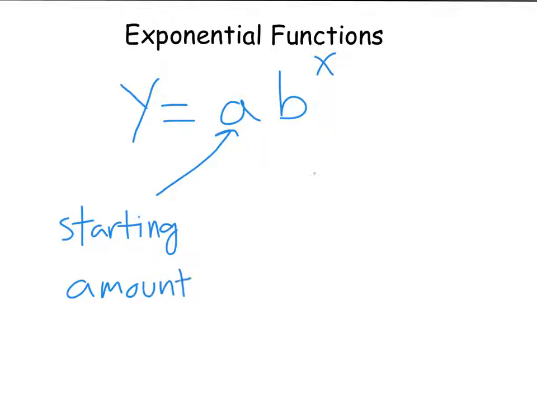And then b, which is like the base of the exponent, and that's a good point to bring up here, that this is what makes exponential functions unique, is that x variable is up in the exponent, right? Up in the exponent. The base is what we will call our growth rate.